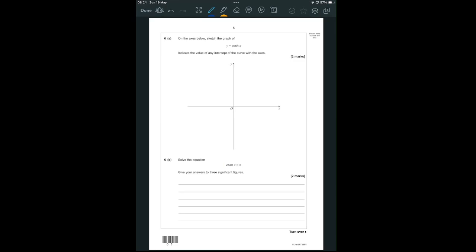Sketch cosh x. Cosh was the half e to the x plus e to the negative x, which means it's always positive, and this is our steep quadratic.